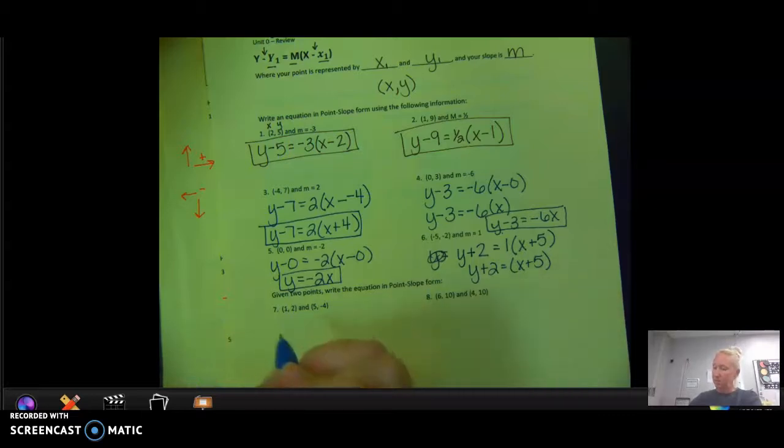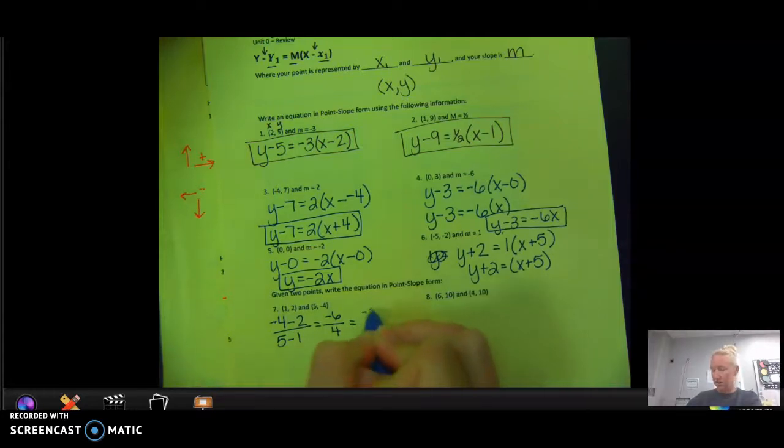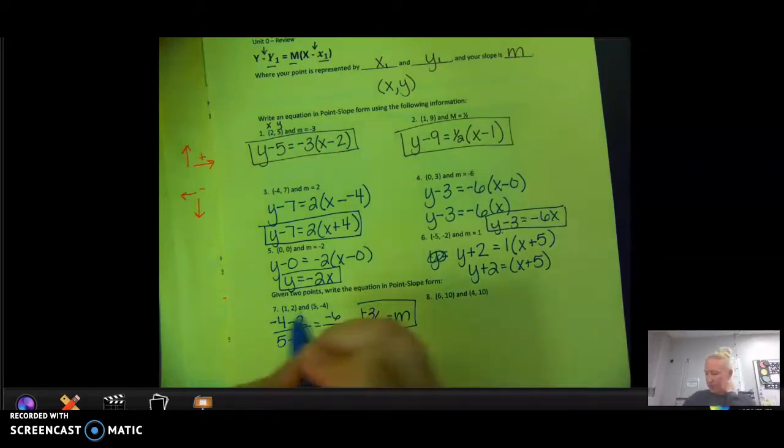So remember, slope is y minus y over x minus x. So I'm going to do negative 4, so y minus 2 over 5 minus 1. That is negative 6 over 4, which reduces to negative 3 over 2. That is my slope. The only other thing that you need in point slope form is a point.